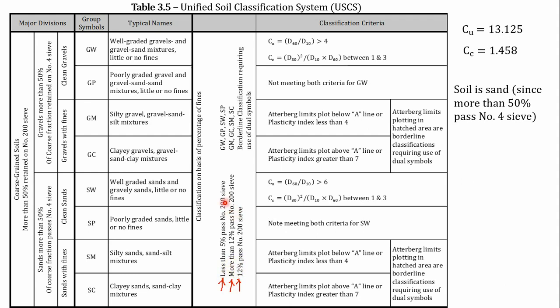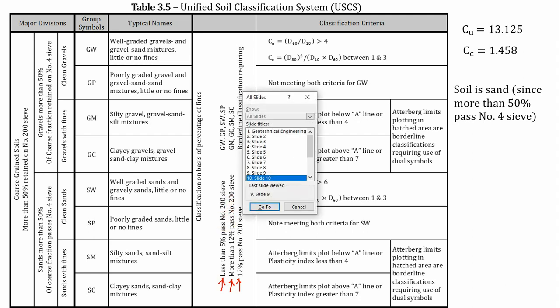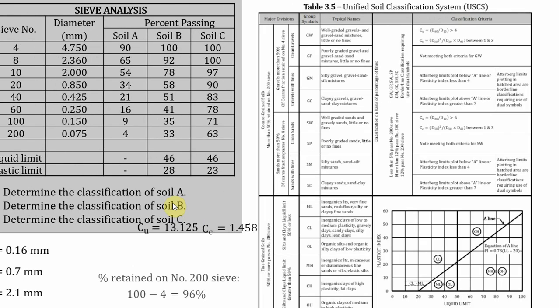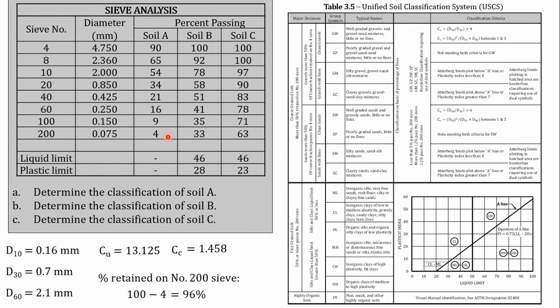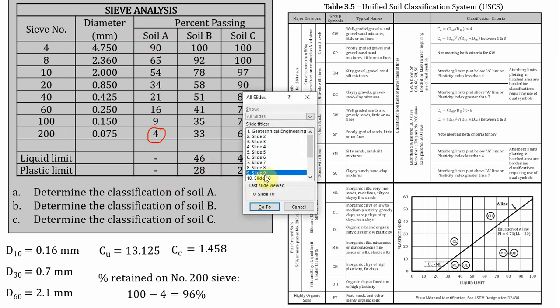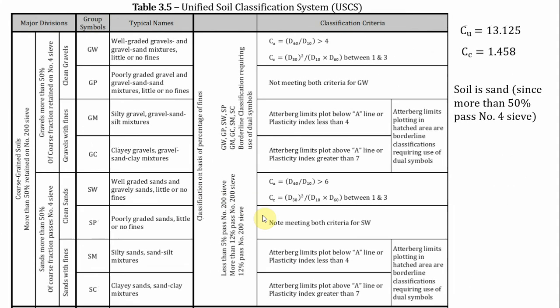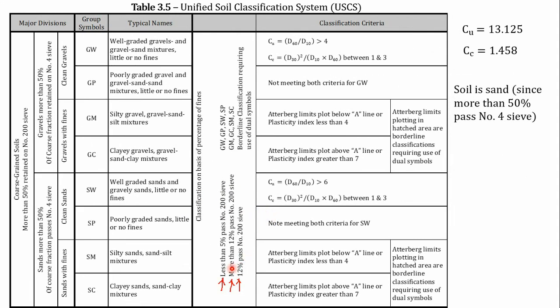So titingin tayo sa number 200 sieve number class. So yung sieve number 200 in soil A class, balik lang tayo class. Yung number 200 sieve class, that is 4% passing. That is the percent passing in number 200 sieve number in soil A. So therefore, may percent passing na tayo. So balik tayo doon, class. So titingnan tayo, class. So 4% naman yun.